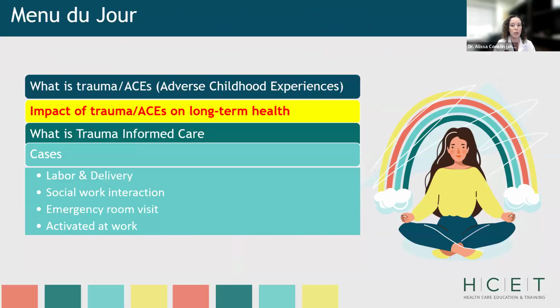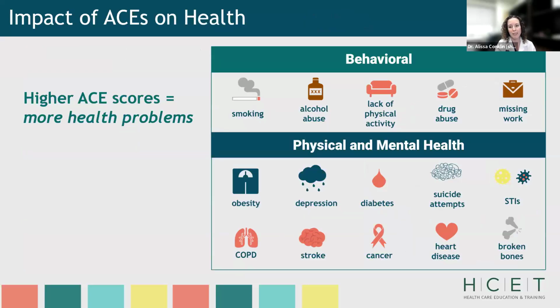Now we'll briefly review the long-term negative impact that trauma and ACEs have on our health before we dive into trauma-informed care. The more ACEs a person has experienced, the more likely they are to have any of these negative health outcomes. For example, people who have experienced 4 or more ACEs are 12 times more likely to have attempted suicide, 7 times more likely to be an alcoholic, and 10 times more likely to have injected street drugs.